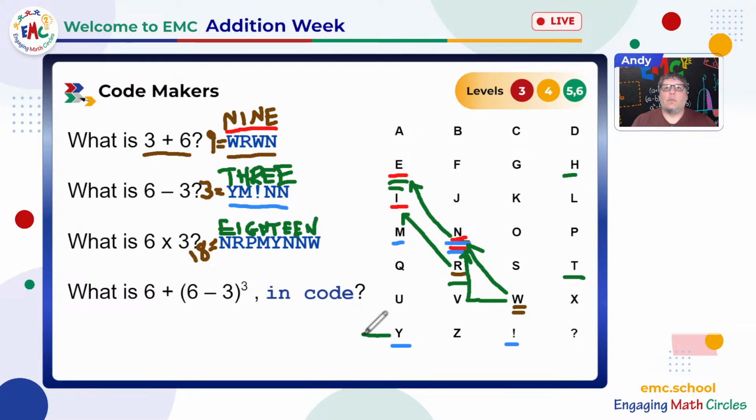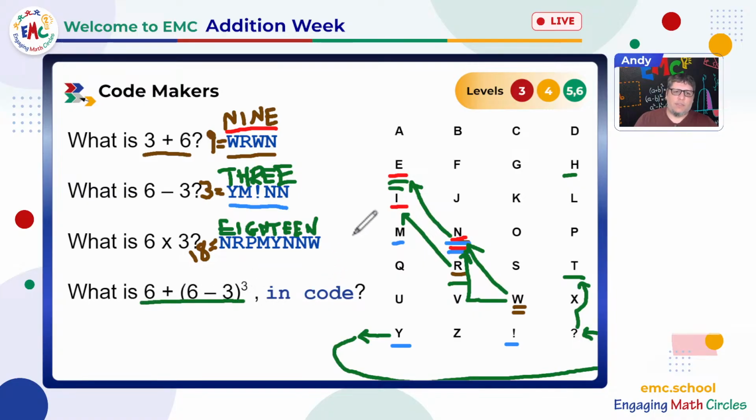What about when I was on the edge, when I had a Y? I'm going to go over one, but I can't do that, so instead I go over and I wrap all the way around. And then I go up two, and we got T. So Y is T. Okay, so we think we figured out the code. Now we just have to figure out what we're putting into the code.